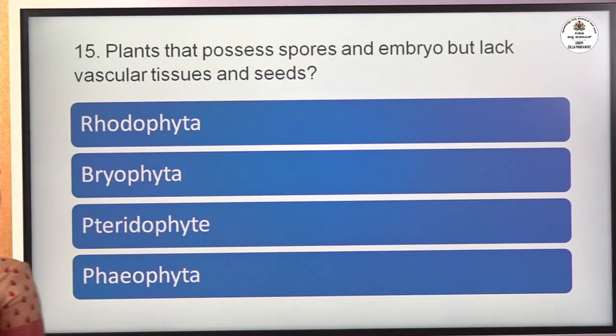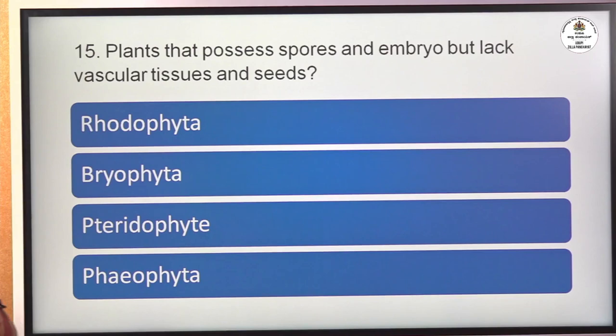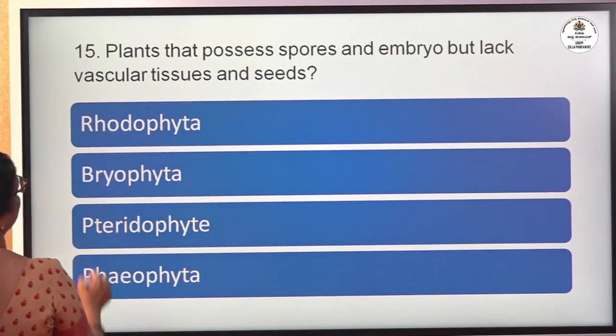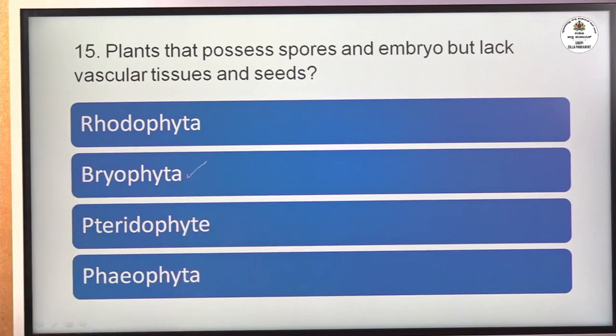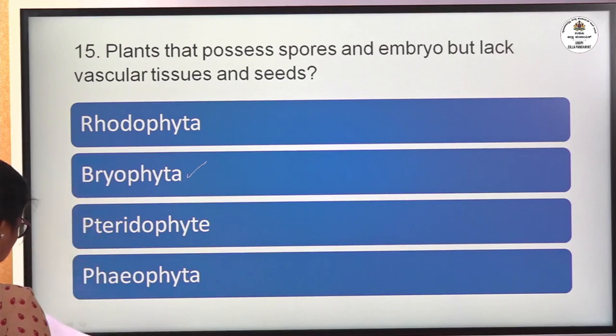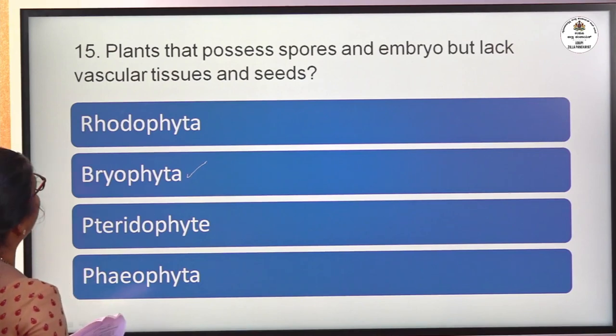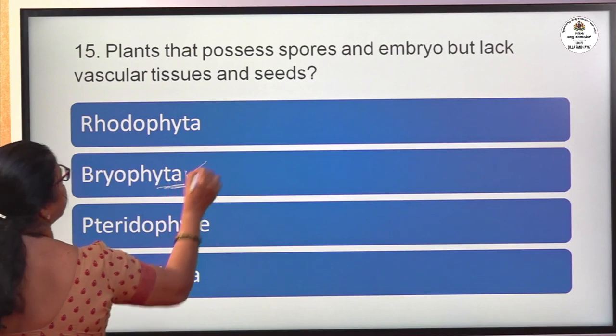And the ferns come under pteridophytes, and these are the primitive vascular plants. Plants that possess spores and embryo but lack vascular tissue and seeds. They are producing spores and embryo is also produced. They do not have vascular tissue. So, that is once again Bryophyta. Spores are produced here and they are producing embryo, because the embryo, that is zygote, develops into sporophyte. So these possess spore and embryo but lack vascular tissue, so it is Bryophyta.